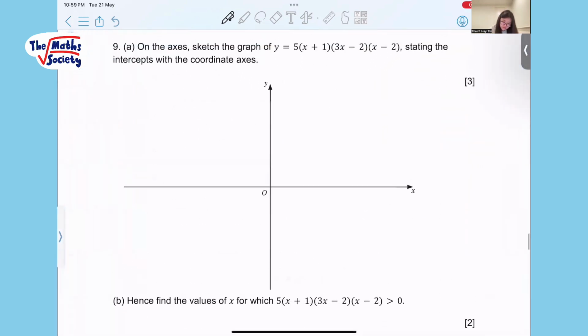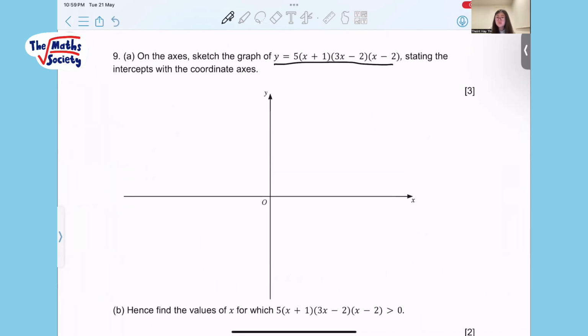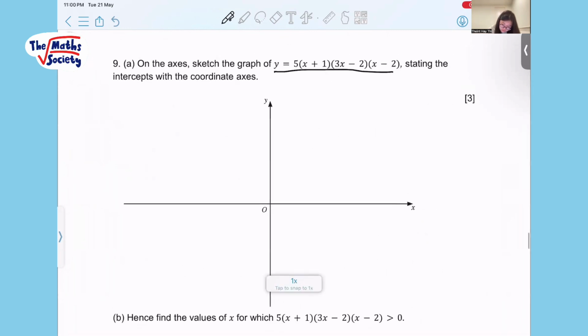So question 9, it tells you to sketch the graph as well. y equals 5, x plus 1, 3x minus 2, x minus 2. So we can firstly label the x-axis first. So we have x minus 2, so it's going to be at 2. And then you're going to have 3x minus 2, so it's like 2 over 3. And then you have x plus 1, so it's going to be minus 1.